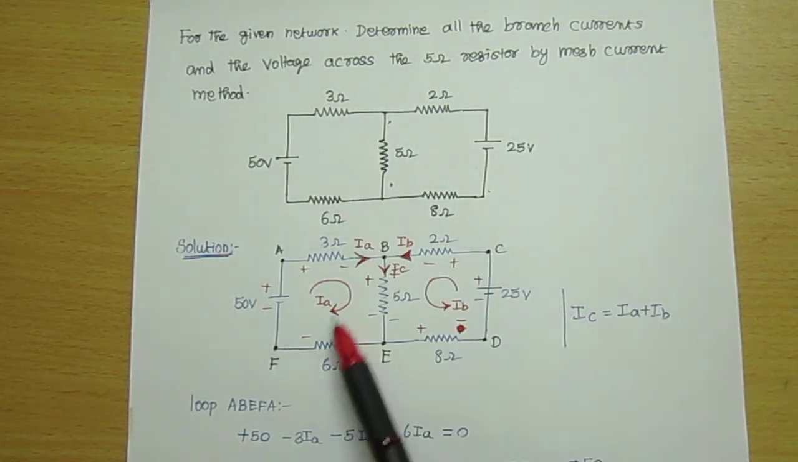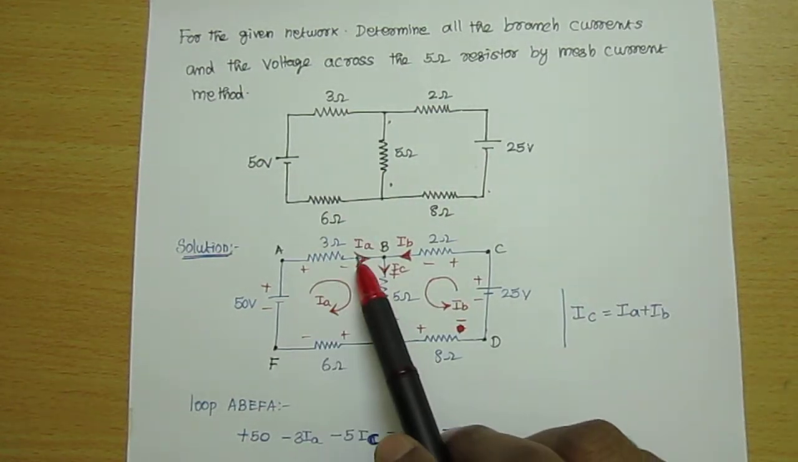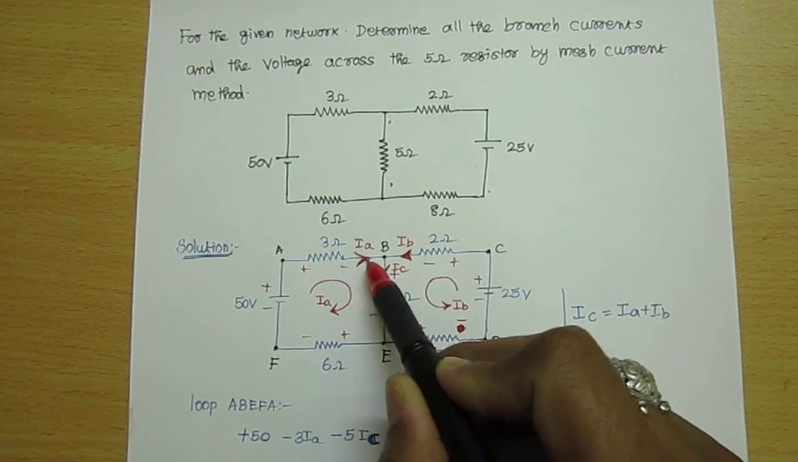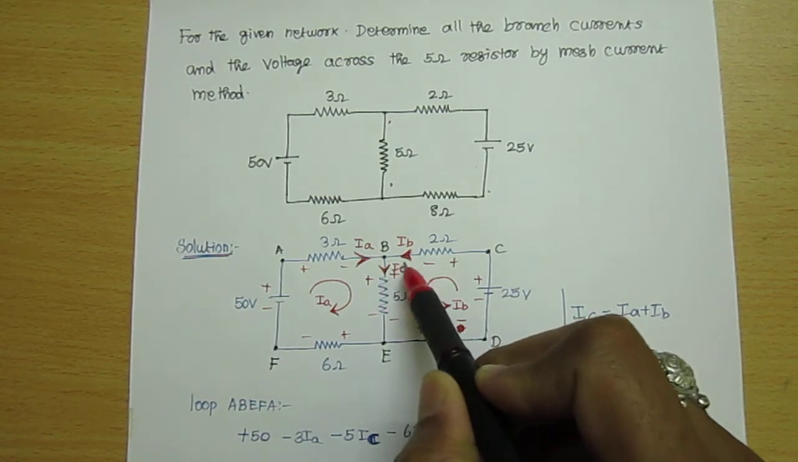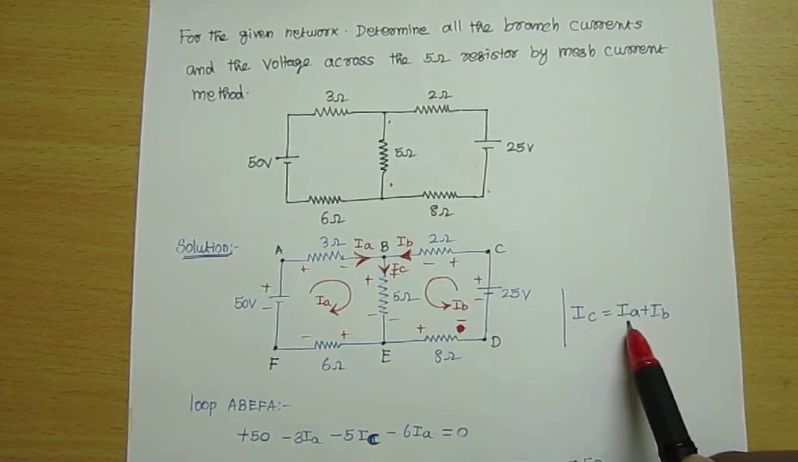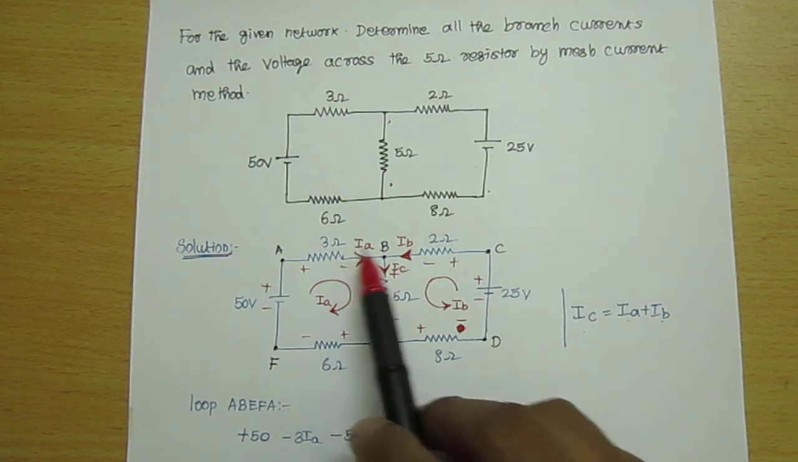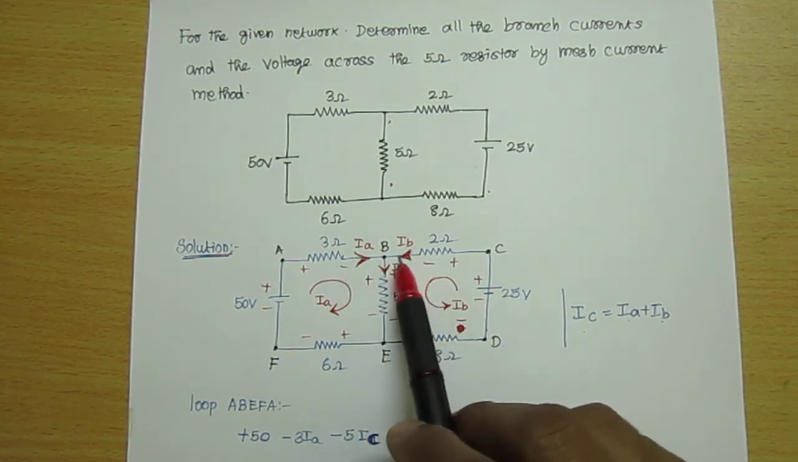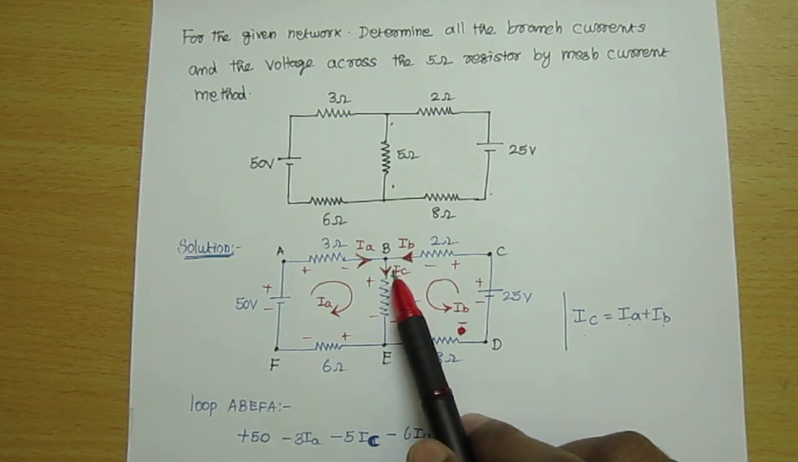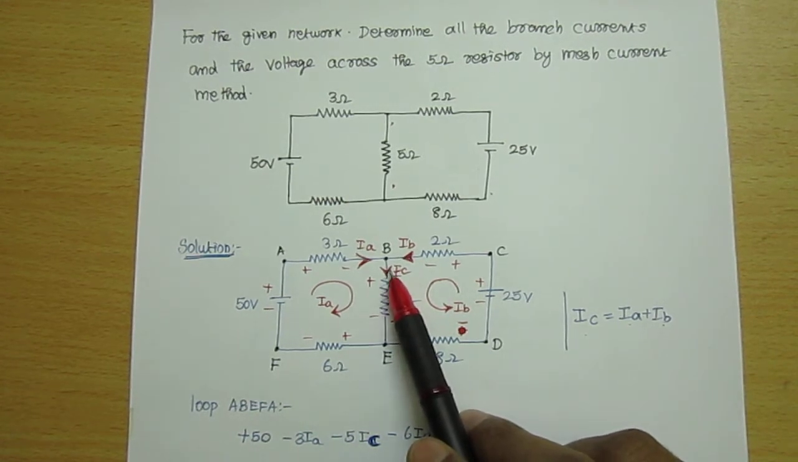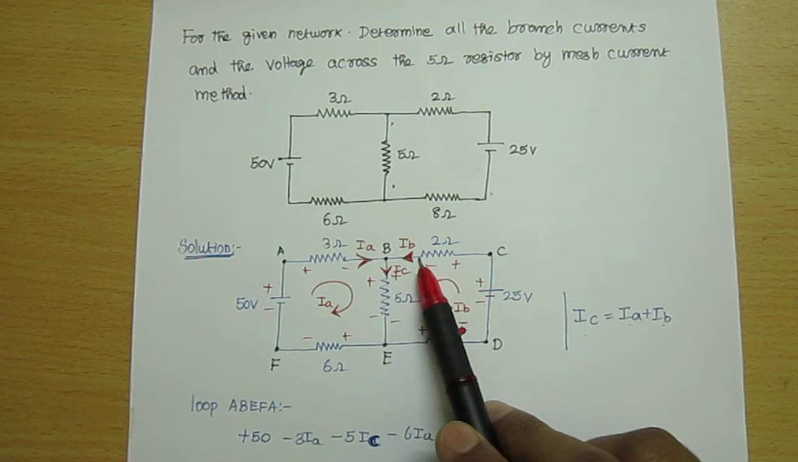Same circuit diagram, I am just naming the currents. I am naming this branch current as IA, this is IB, and this I am taking as IC. So IC is equal to IA plus IB, because this IA and IB are incoming currents, and then IC is the outgoing current. So IC is equal to IA plus IB.